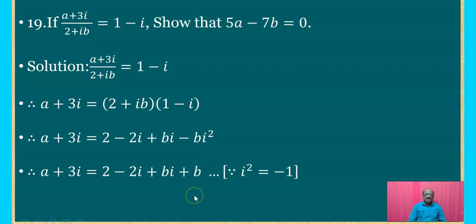Okay, next: a plus 3i is equal to, collect the terms of the real part, 2 plus b, plus (b minus 2) complete into i. Equating the real and the imaginary parts.